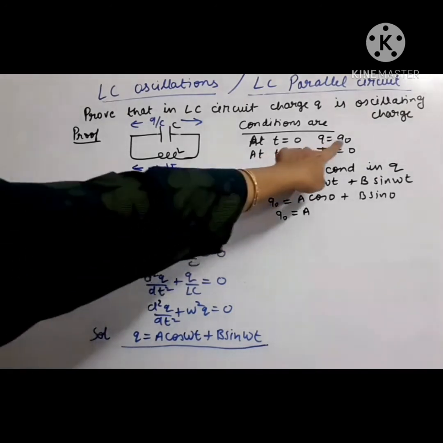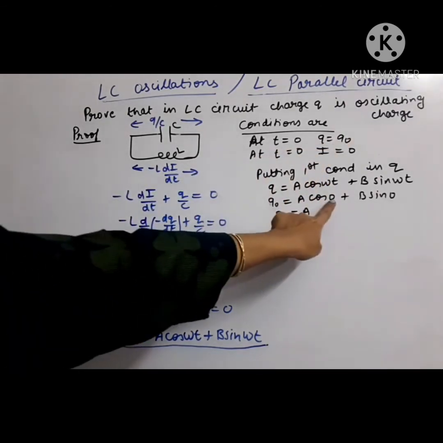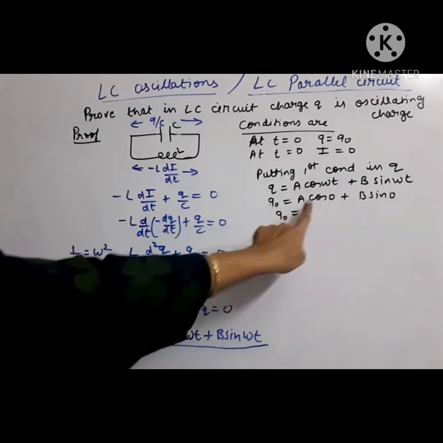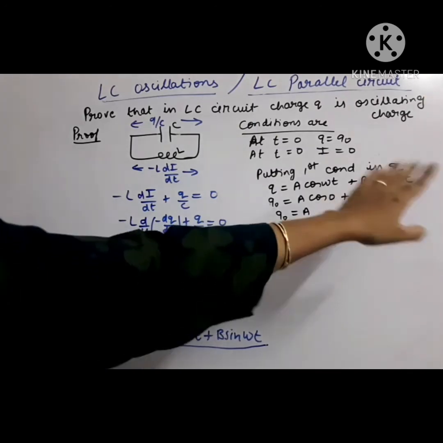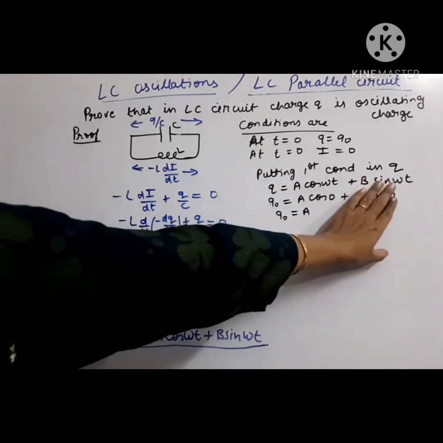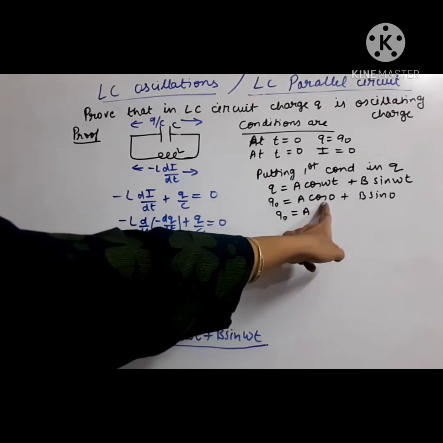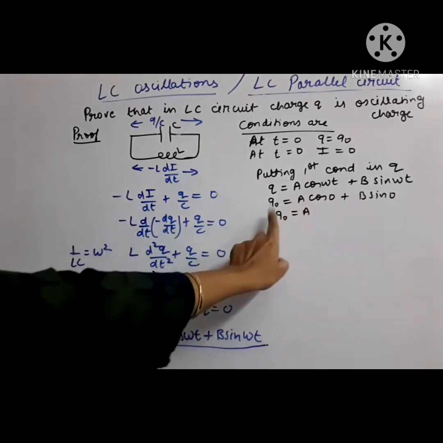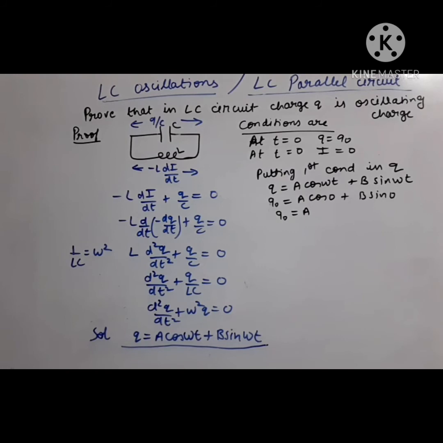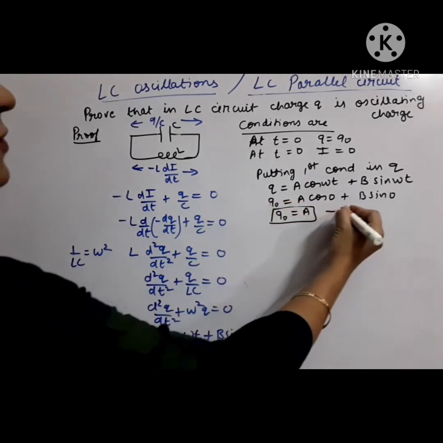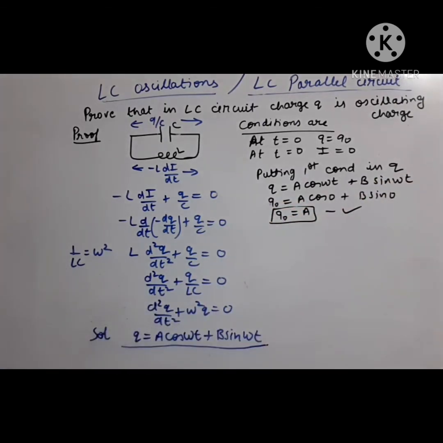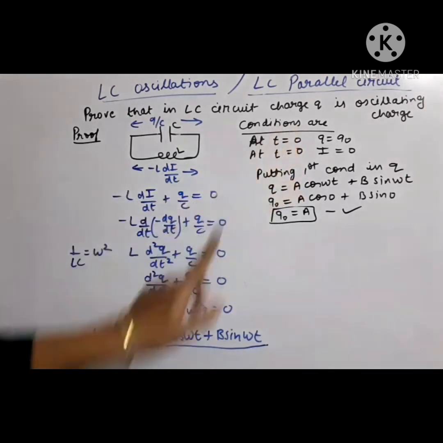In place of Q, put Q0. In place of t, put time 0. So a cos 0 plus b sin 0. Sin 0 is 0, so this has cancelled. Cos 0 is 1, so only a is left. So the answer for a is equal to Q0. Q0 is given, so it is a known term. So the answer for a has come, Q0. Let us put it in a box. This is our first answer, the first constant.